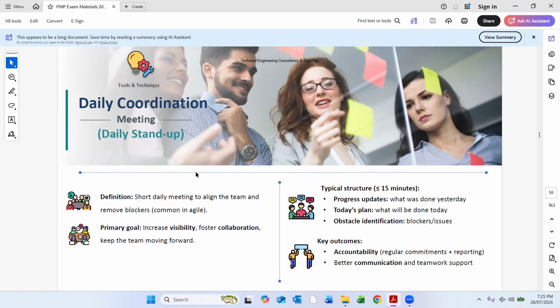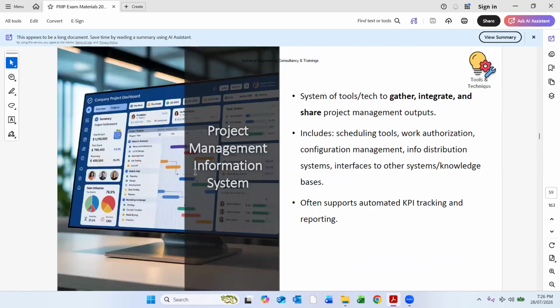So we usually stand up for those meetings of less than 15 minutes, and there should be accountability, regular commitment reporting, better communication, and teamwork support. So that will be the outcome, because everyone will be held accountable, with better communication throughout the team members.